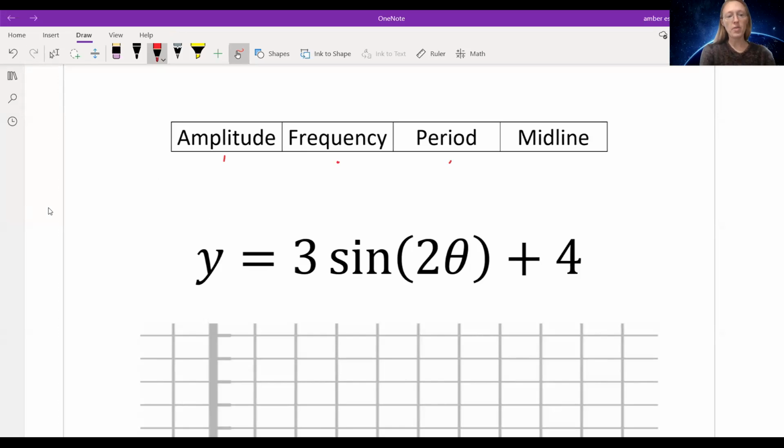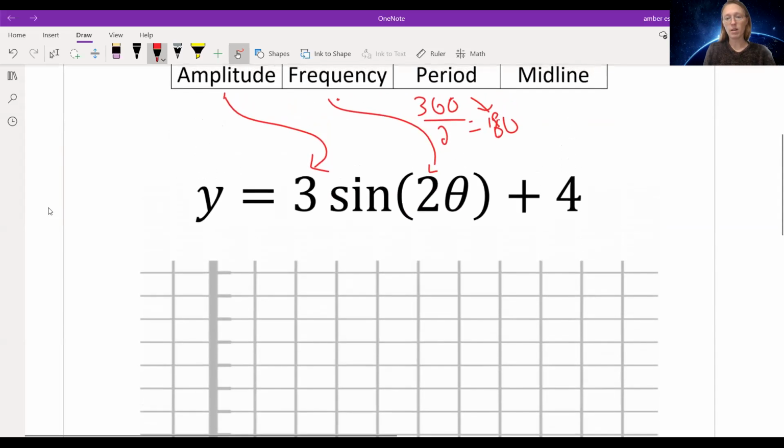So we know that the amplitude is that number there that's right in front. So this graph has an amplitude of 3, meaning it goes up 3 and down 3 from the midline. It has a frequency of 2. So that means by the time you get to 360 degrees, it would have made 2 full turns. And the last one is the period. So we know that we have to take 360, divide it by 2, and that gives us 180. So that means it makes 1 full turn in 180. So that would be our period.